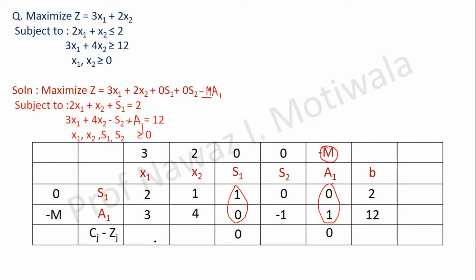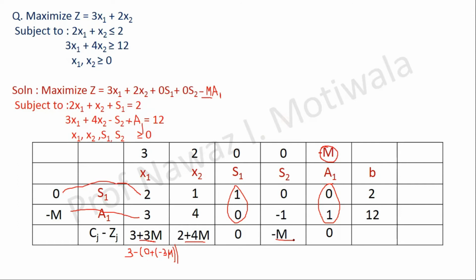Next is to calculate the value at this particular position. So Cj for this particular column is 3, minus Zj. Zj will be 0 multiplied by this 2, so it will be 0, then plus minus 3 into M, so it will be minus 3M. If I do the calculation of this entire algebraic expression, I will get the answer as 3 plus 3M in this position. Similarly, I can calculate for these other positions, and the values are 2 plus 4M and minus M respectively.